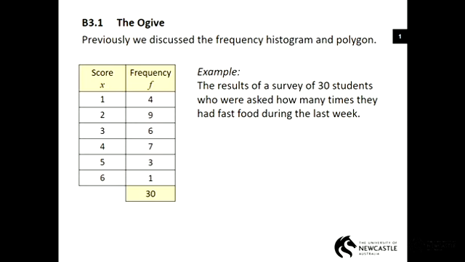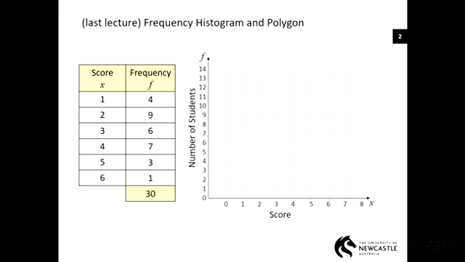Last week, the only graph we formed was a frequency histogram and polygon. The histogram was the column things, and the polygon was joining the dots basically. So this is just a review of last week, this slide and the next one, saying we maybe had a survey of 30 students asked how many times a week they had fast food. Okay, and then to plot that, we straddled the 1, put a column there, where 1's right in the middle with a height of 4, then a height of 9, and 6, and 7, and 3, and a 1.